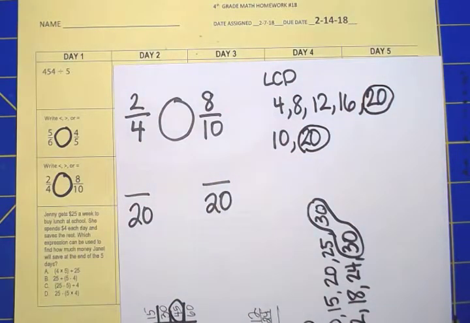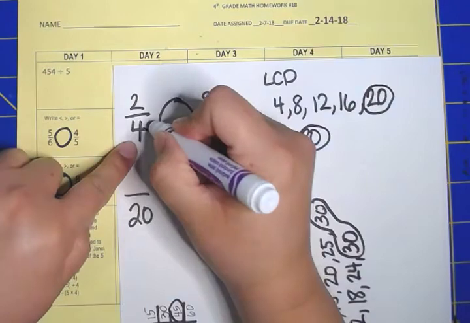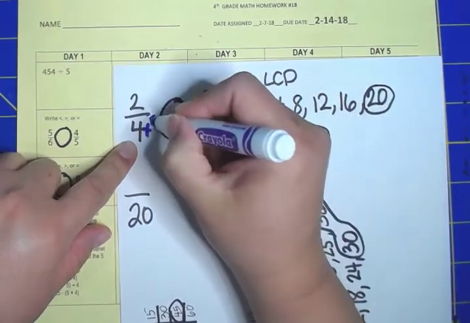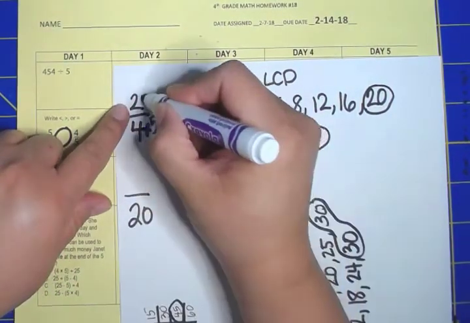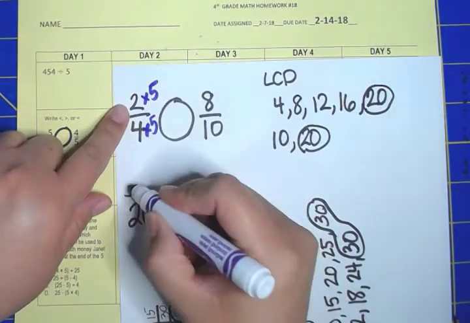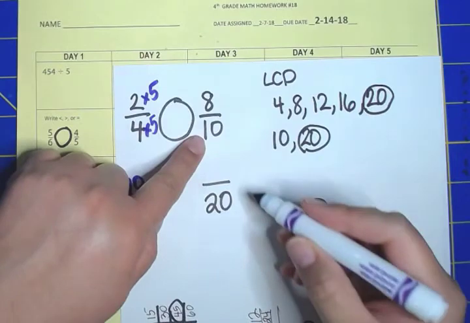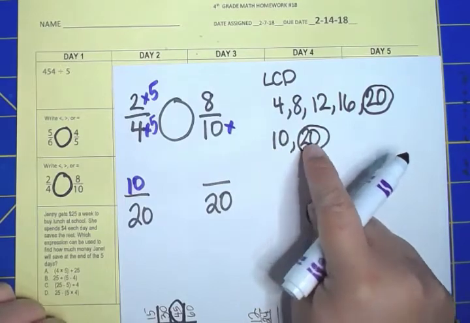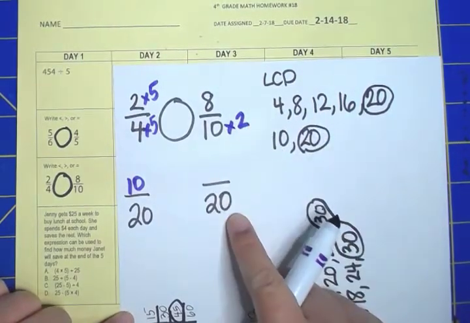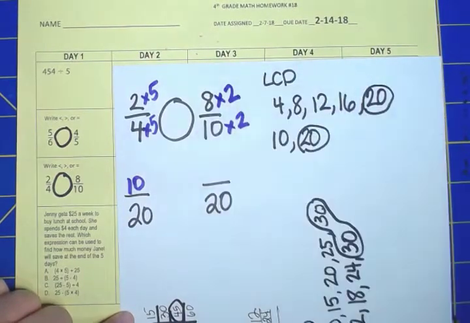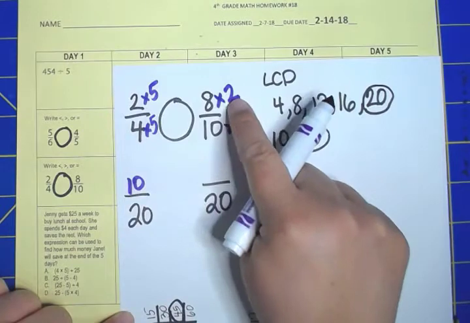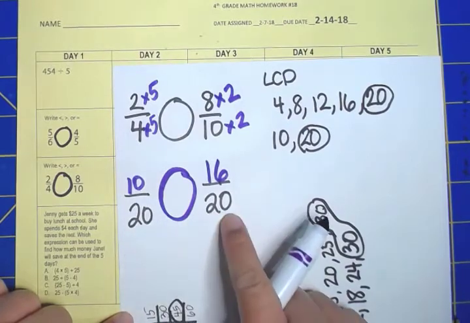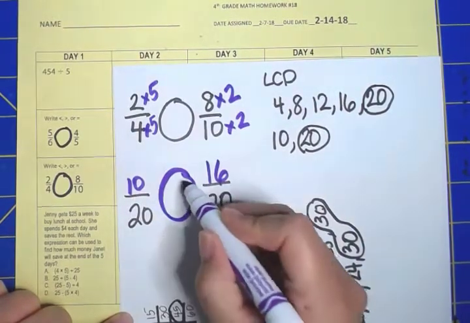Now at this point, you have to stop and ask yourself, 4 times what gives me 20? 1, 2, 3, 4, 5. 4 times 5. So whatever I do on the bottom, I do on the top. 2 times 5 is 10. Now ask yourself, 10 times what equals 20? Use this if you have to. 1, 2. So 10 times 2 equals 20, which means 8 times 2 will give you something here. And 8 times 2 is 16. And now that your denominators are alike, you can compare the numerators. Which one is larger?